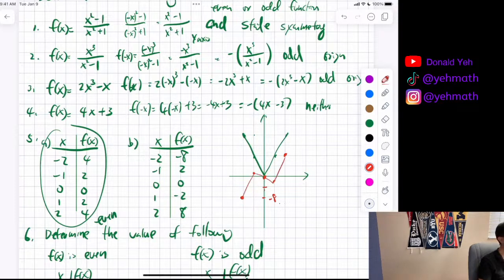So that's symmetry to the origin. How do you know it's symmetric to the origin? If you look at this and this, they have opposite outputs. And if you look at this, they're opposite outputs too. And you have to have a 0, 0 because you have symmetry to the origin. If it doesn't have a 0, 0, it's really hard to find.